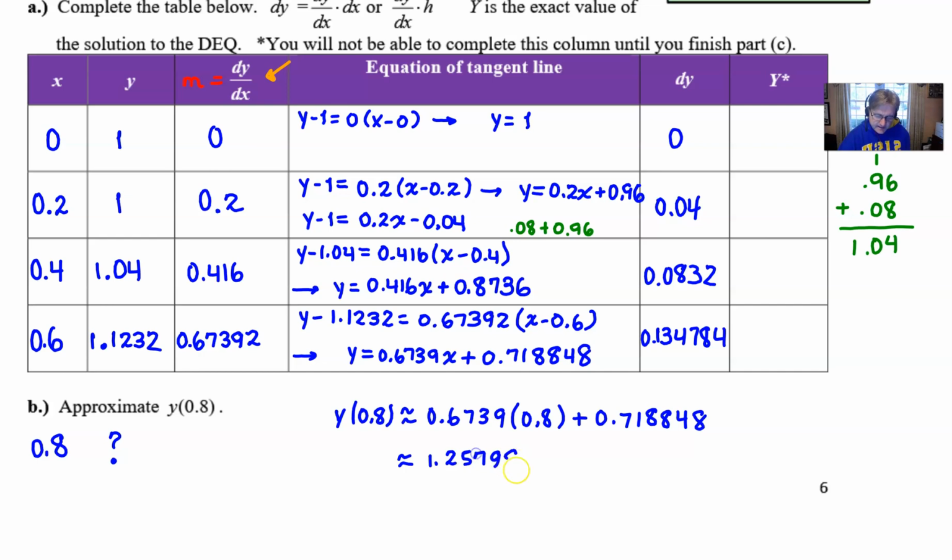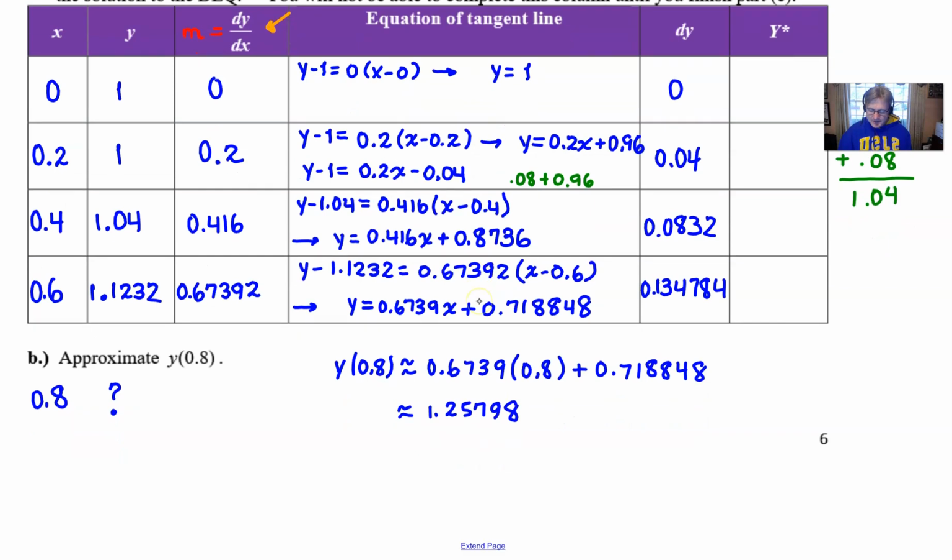1.25798. Now keep in mind, as long as you would round your final answer to at least 3 places, that would be an acceptable answer. But I'm trying to maintain as much accuracy as I can, hence the gobs and gobs of decimal places. Okay, we're nearing completion here.